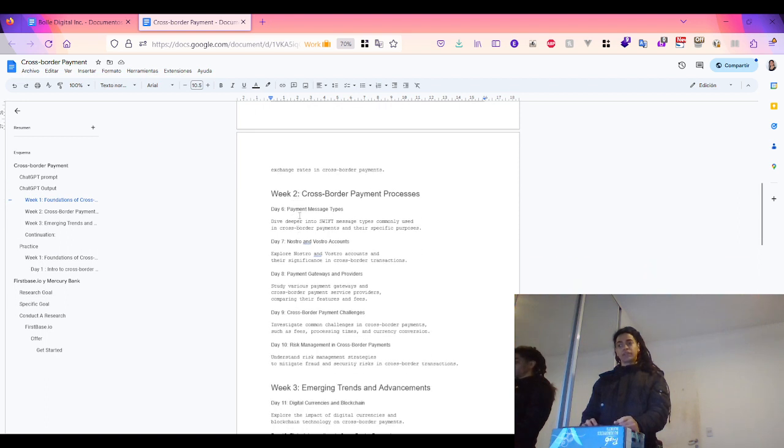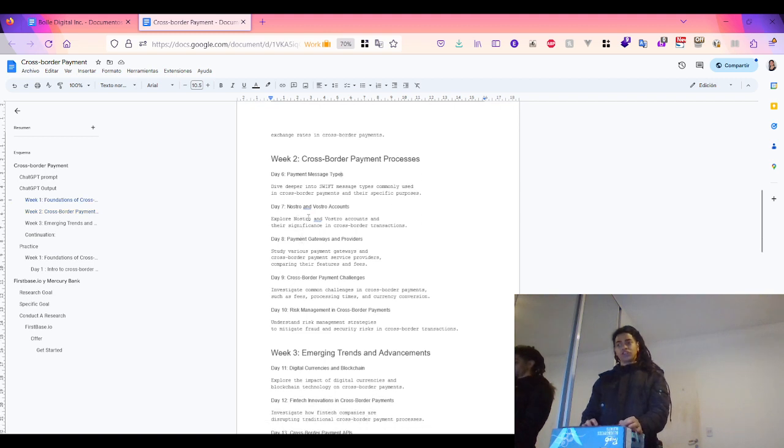So week two is the cross-border payment process. Payment message types. Dive deeper into SWIFT message types commonly used in cross-border payments and their specific purposes. Nostro and Vostro accounts. Explore Nostro and Vostro accounts and their significance in cross-border transactions. Payment gateways and providers. Study various payment gateways and cross-border payment service providers, comparing their features and fees.